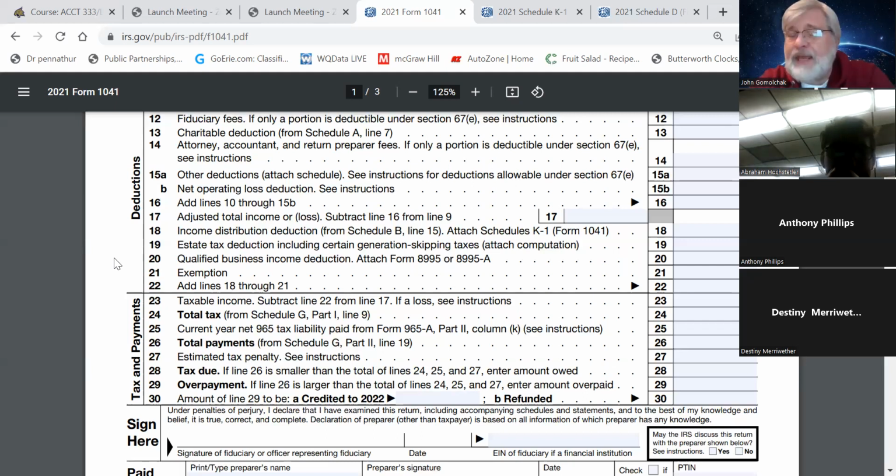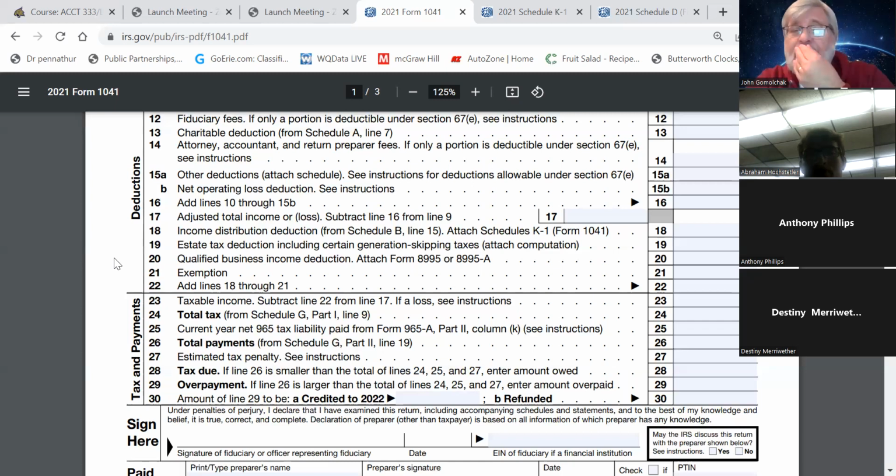If you are a simple trust, the exemption here is $300. If you are a complex trust, the exemption on line 21 is $100. Okay, so I told you the entities we're going to be dealing with are estate, simple trust, and complex trust. So those are the 3 numbers that you need to remember for line 21. An estate is 600. If you are a simple trust, 300. If you're a complex trust, 100.